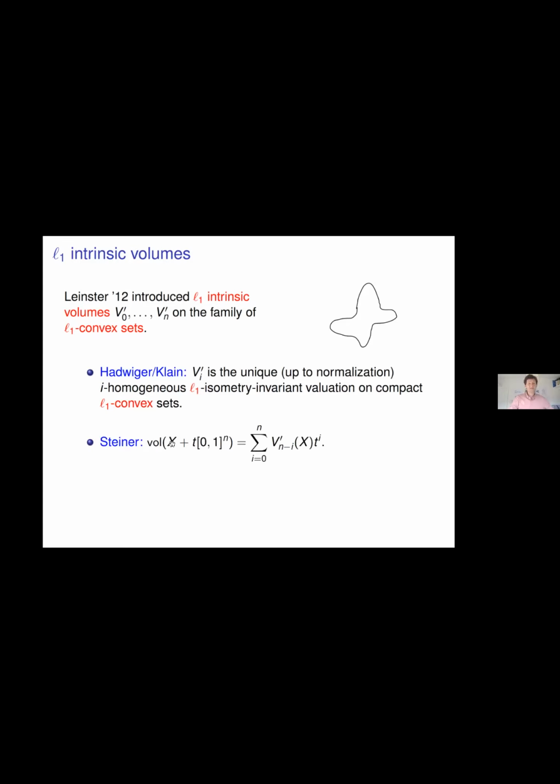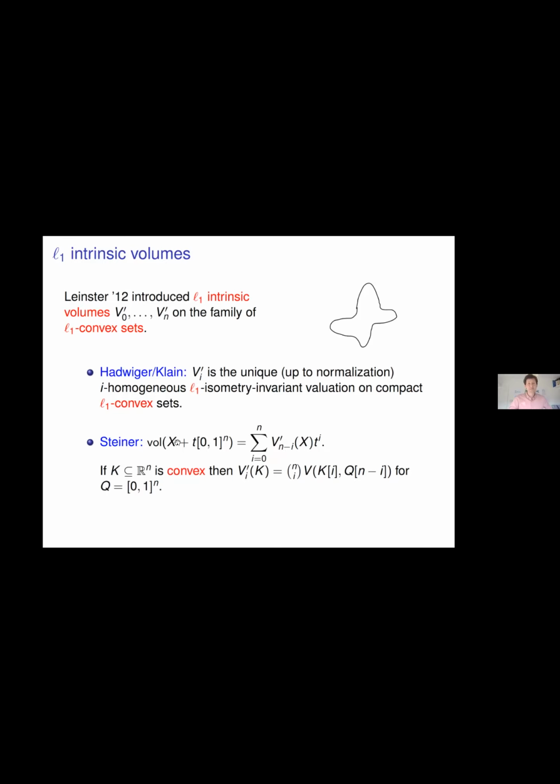There is a version of the Steiner formula where you might expect me to put the L1 ball, but actually I put a cube instead, and I get this kind of thing, which in particular says that if I was looking at a convex set, then comparing this to the general Steiner formula or the definition of mixed volumes, I would see that these L1 intrinsic volumes are actually special cases of mixed volumes with the cube.